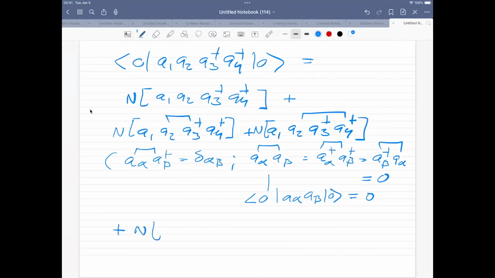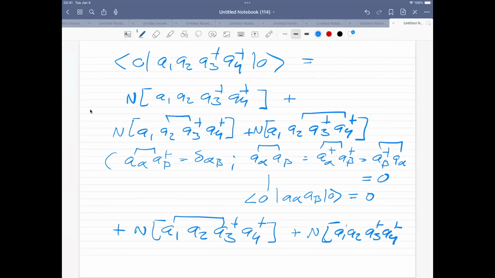So we would have N, and in principle, you should list all the possible contractions, but there is no point in taking those which are 0. And the next case would be this one. And the final case here, which from the contraction point of view is non-zero, with one pair of operators, would be A1, A2, A3, A4, this contraction here. Now, these terms here are all equal to 0. This is equal to 0, this is equal to 0, equal to 0, and equal to 0.